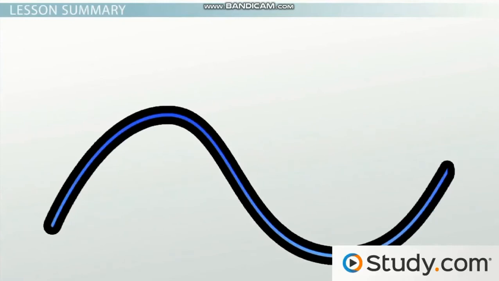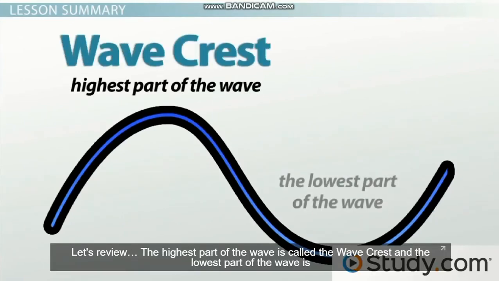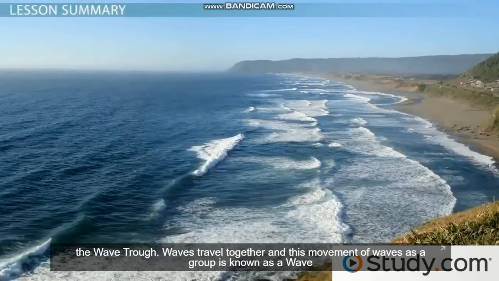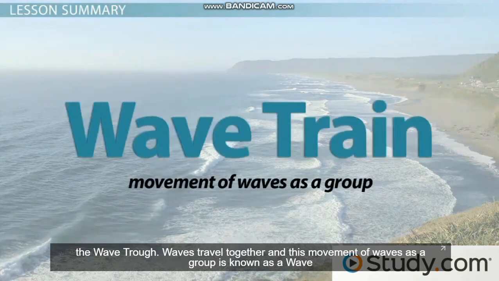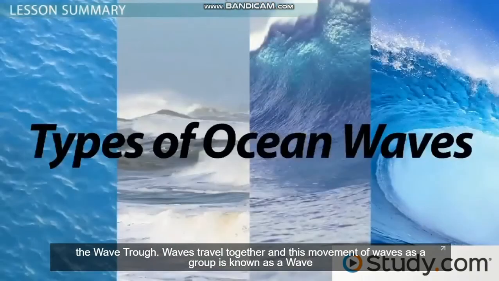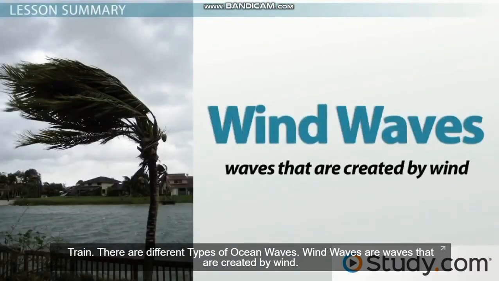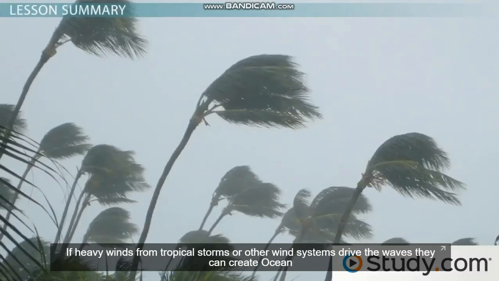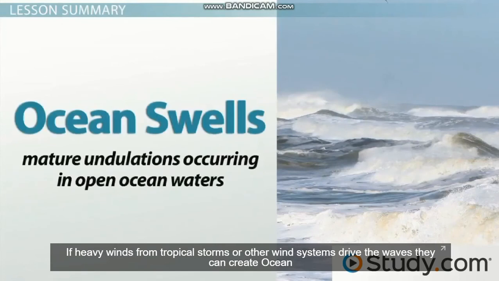Let's review. The highest part of the wave is called the wave crest, and the lowest part of the wave is the wave trough. Waves travel together, and this movement of waves as a group is known as a wave train. There are different types of ocean waves. Wind waves are waves that are created by wind. If heavy winds from tropical storms or other wind systems drive the waves, they can create ocean swells, which are mature undulations occurring in open ocean waters.